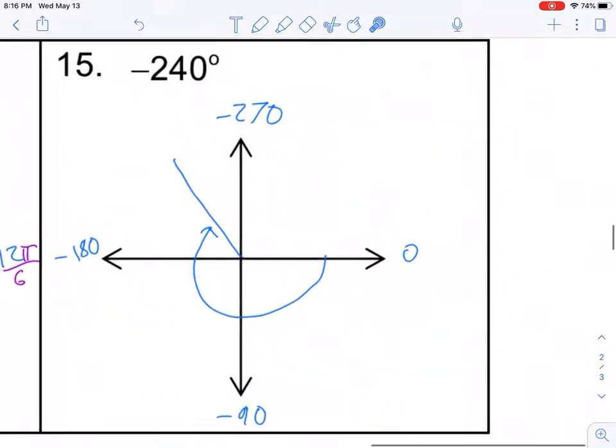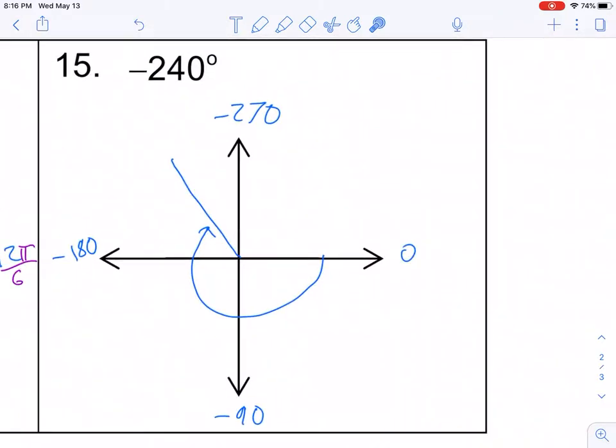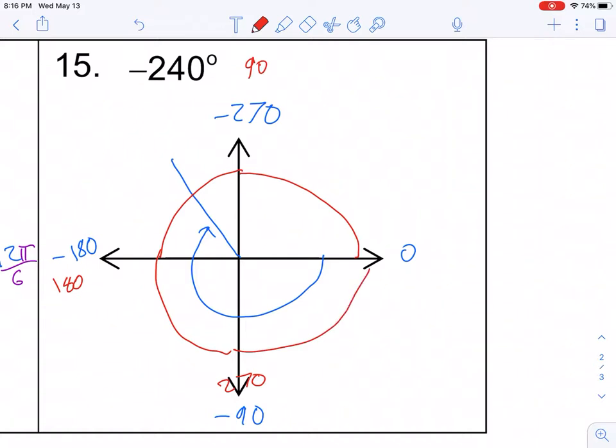And then finally, negative 240. I wrote my negatives. I know that in red here, this is positive 90. In red, this is positive 180. In red, this is positive 270. And in red, this is positive 360. In blue, though, that was me moving negative. So in blue, I move negative 90, negative 180, and then in between 180 and 270, we have negative 240. So that's how I got that answer there. Hopefully those reds help clarify what's going on there.